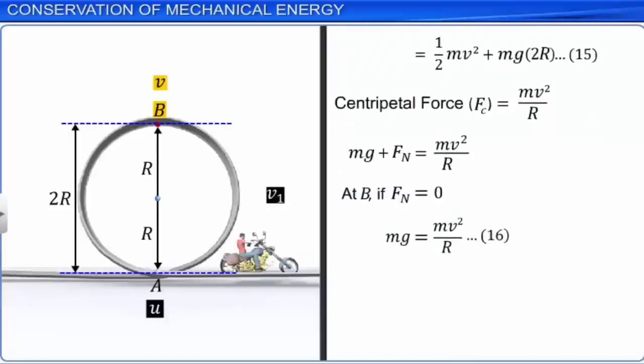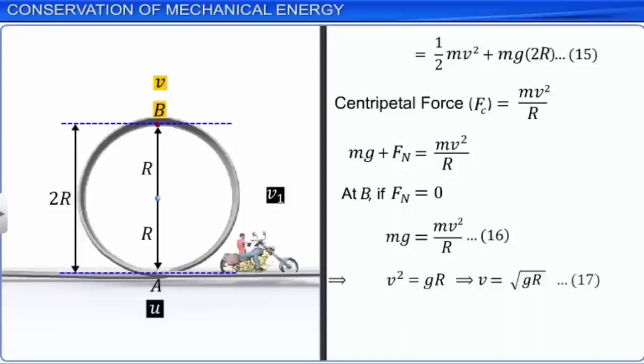Simplifying for v square, we get v square is equal to gr, or v is equal to the square root of gr. Let this be equation 17, which indicates the minimum velocity at B required to complete one revolution of the vertical circular path.